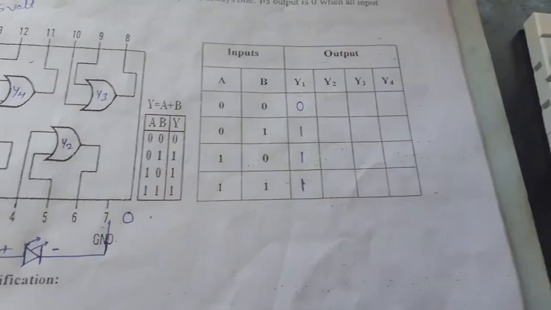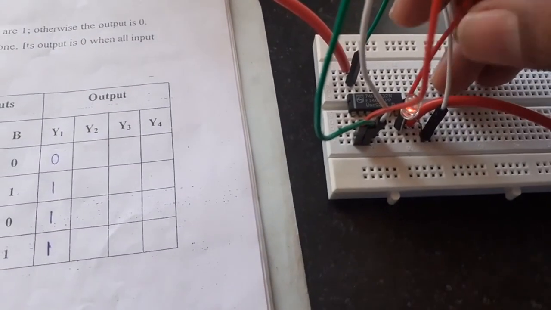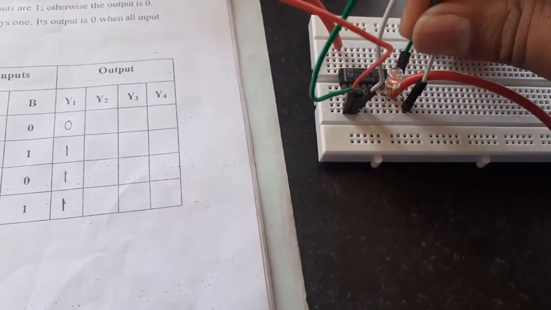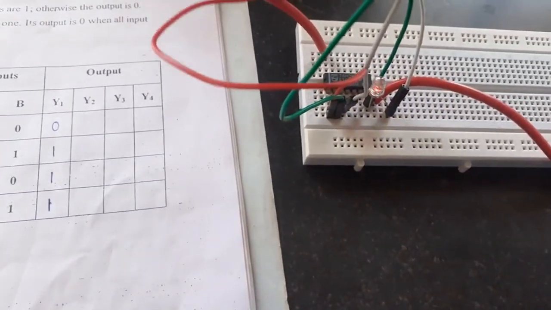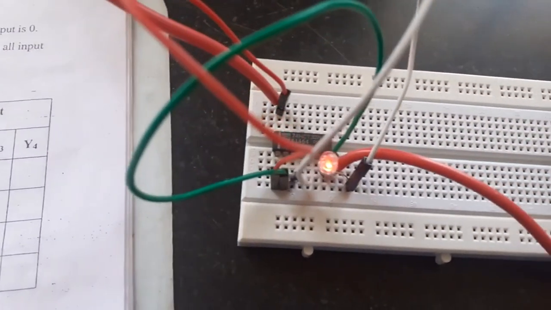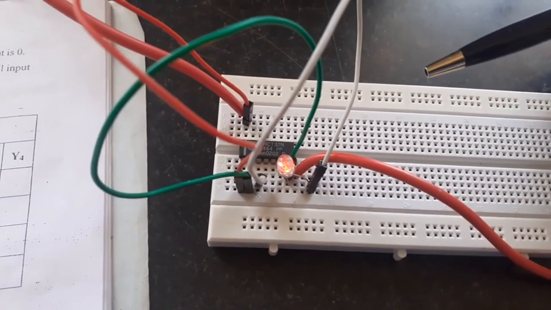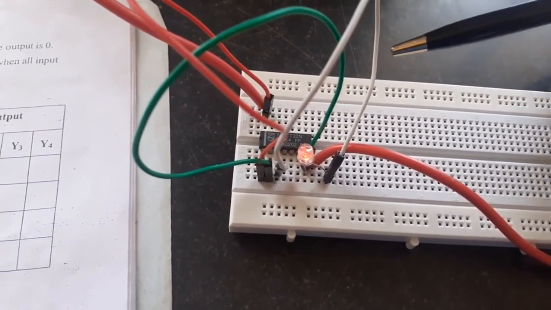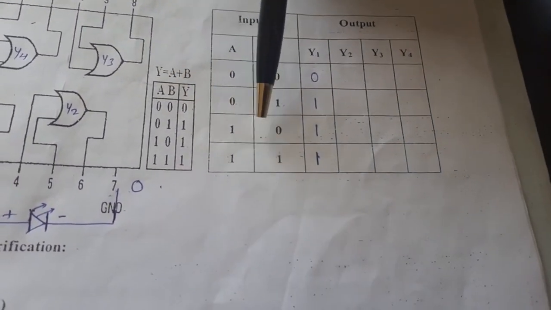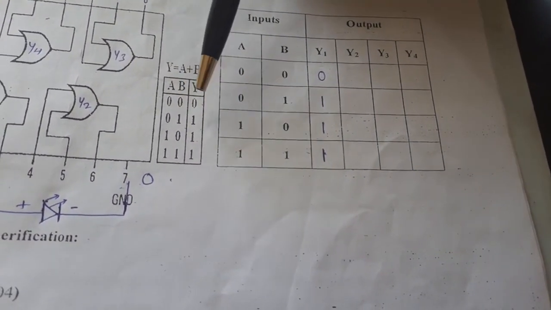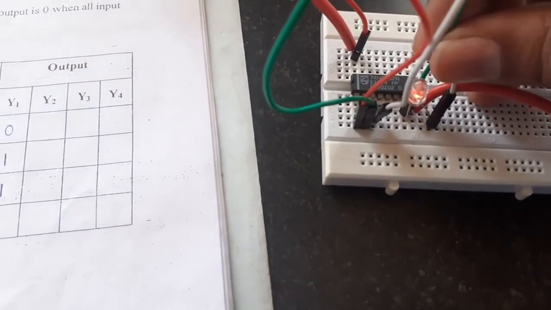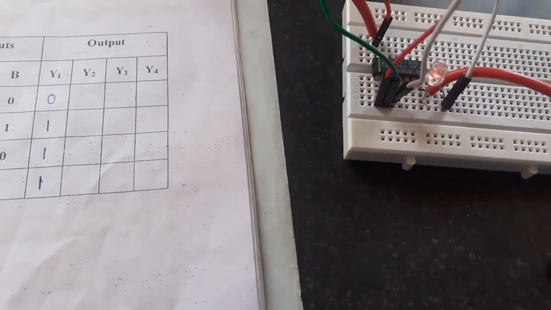Now I will move to the next combination, that is 1 0, means connect the A terminal to 1 and B to 0. This is the 0 B terminal and the A terminal I am connecting to 1. See here, now still the LED is glowing. It means that the OR gate is working properly. Now I will go to the next combination, that is 1 1, means I should connect both A and B to the high terminal, means red and green terminals.